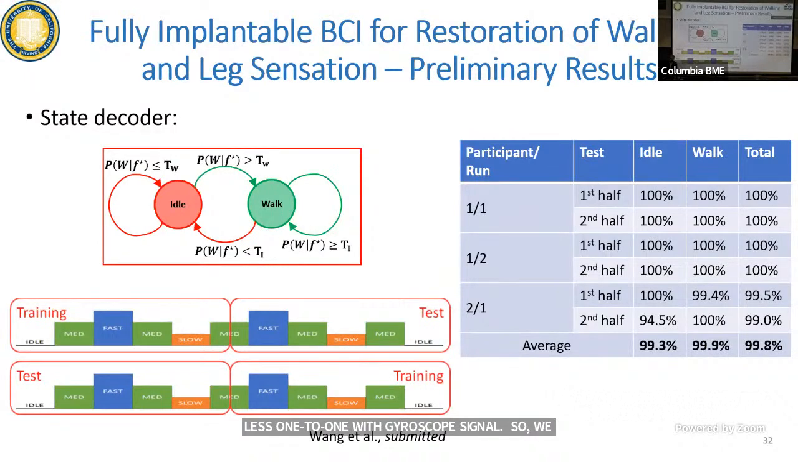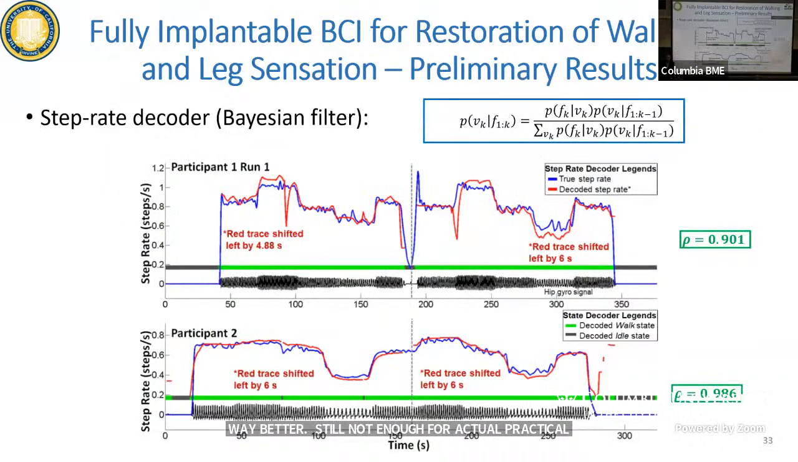I'm not going to bore you with details. This is just a standard decoder design, but we are getting very high performance, 99 and above. For reference, in EEG we were able to get about 95% correct, so this is way better. I would argue still not enough for a practical device, because even this error rate is perhaps unacceptable and not safe. We can also decode the step rate, not just the state.